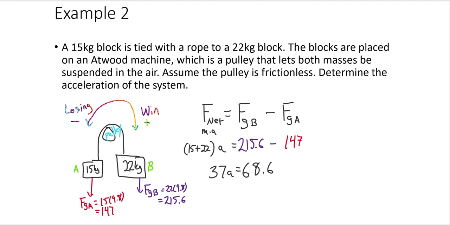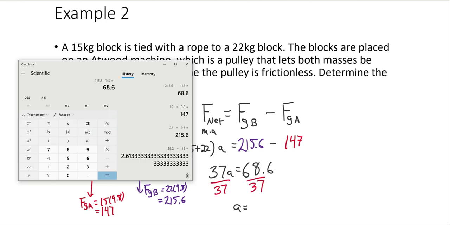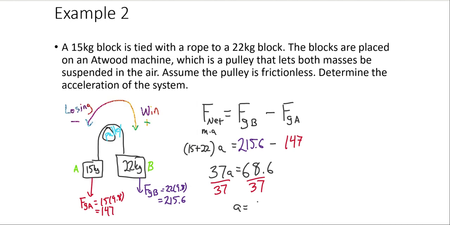So take a moment to finish things up in your calculator to tidy up and do the algebra to solve for the acceleration. Hopefully you find that you would solve for 1.85 meters per second squared is our acceleration, and it is positive because it's in the winning direction, and I have shown my winning direction right here. So since I've drawn out my winning direction, I can just leave it as a plus sign.